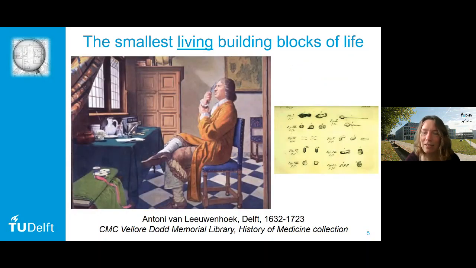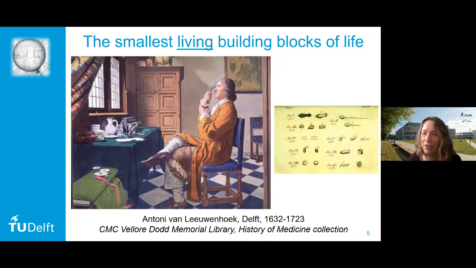And of course, the magic occurs at the level of the smallest living building blocks of life, which are our cells. One of the first scientists who identified those was actually a scientist in Delft, and you could say he was a nanobiologist avant la lettre. This was Antony van Leeuwenhoek, and he was actually not a professional scientist, but a businessman. And in the evening and weekend hours, he would build little microscopes and look at basically everything that he could get his hands on.